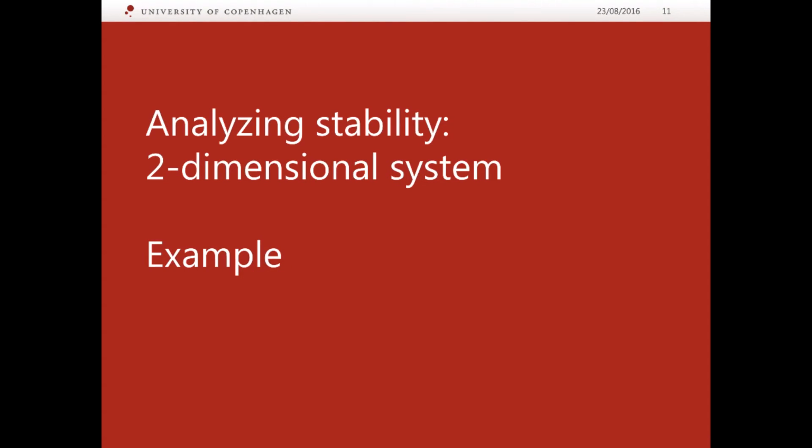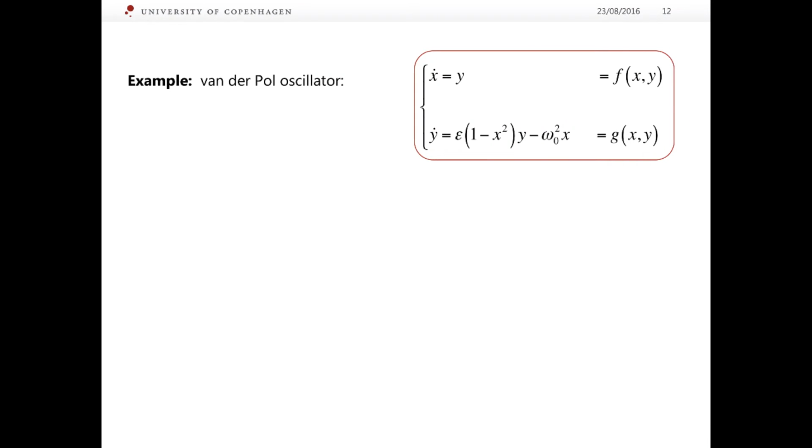Let us consider how to analyze stability of the fixed points in an example of a two-dimensional dynamical system. The example we're going to consider is the famous van der Pol oscillator, which we know very well already. In this representation of van der Pol oscillator, we have 2 phase variables, x and y, and the right-hand sides we denote as functions f and g.